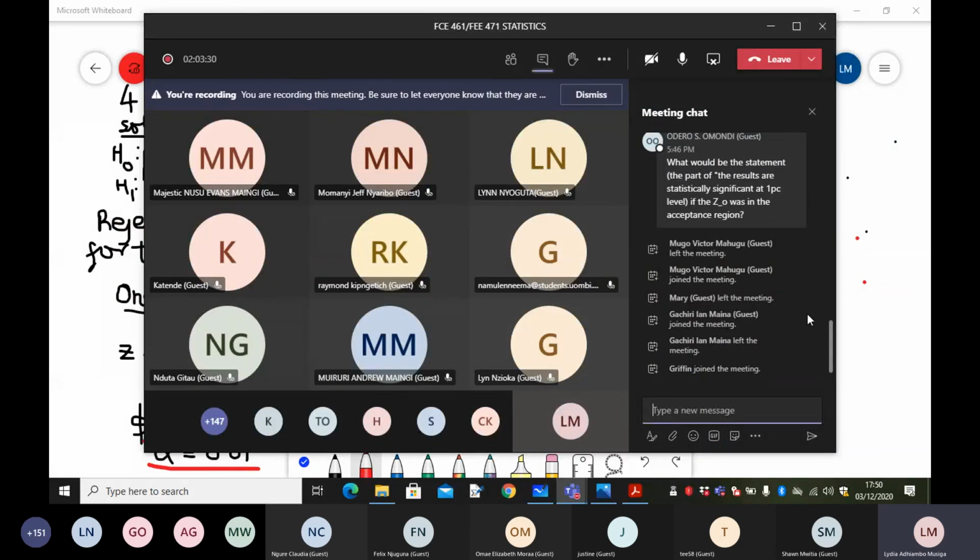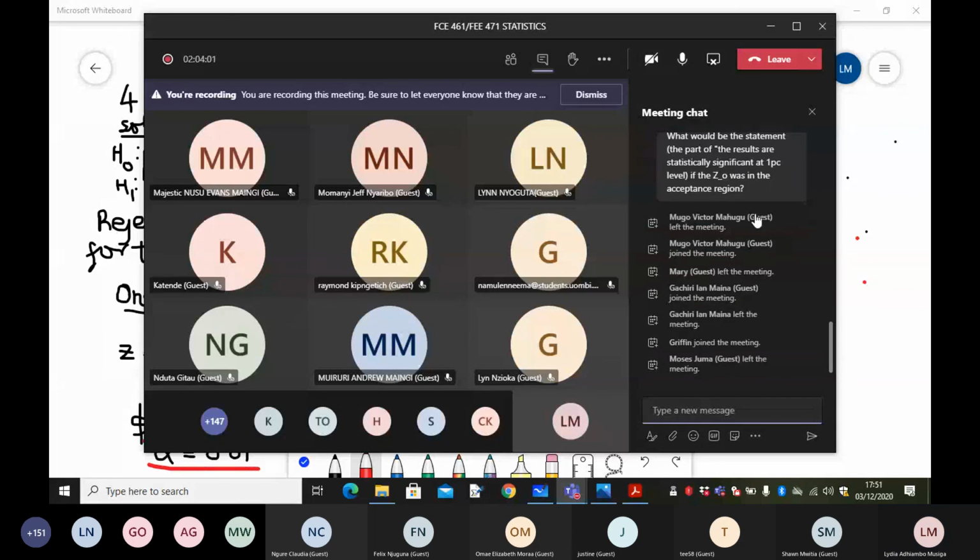Let me look at Odero's question. First and foremost, in statistics, we don't talk about acceptance region. We talk of rejection or non-rejection region. Why don't we talk about acceptance region? Because, remember, there is an element of error. The level of significance is the probability of type 1 error.